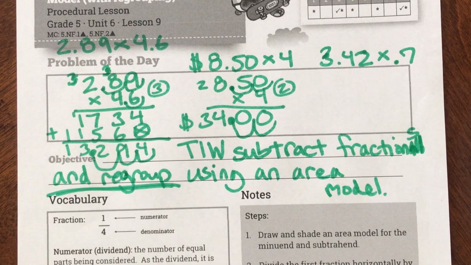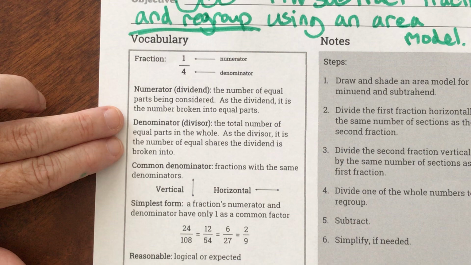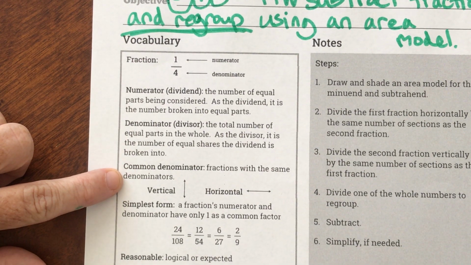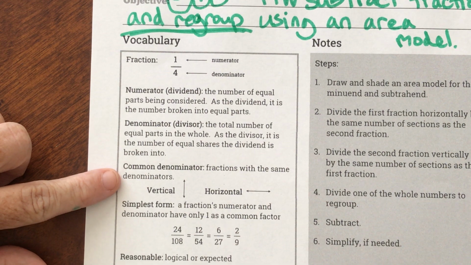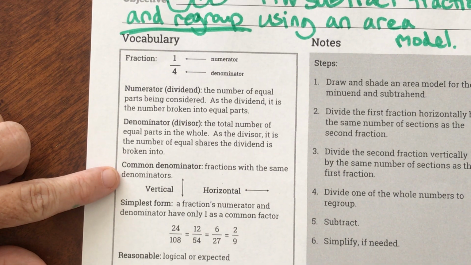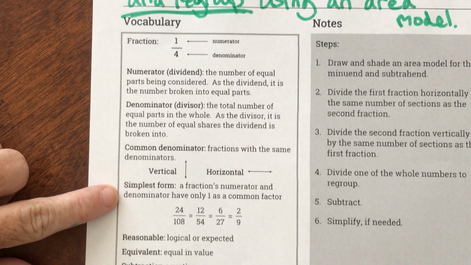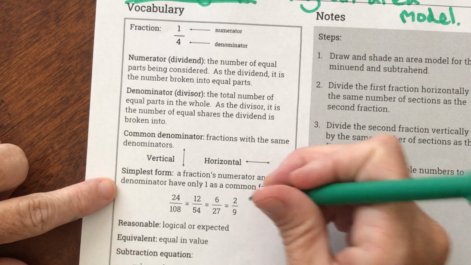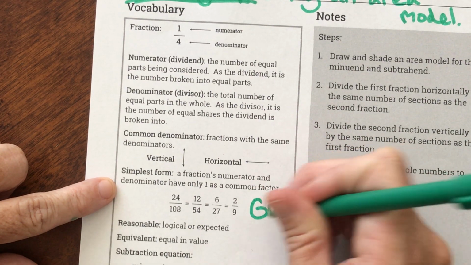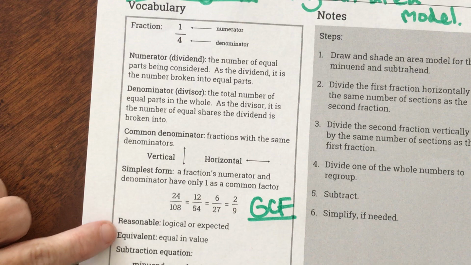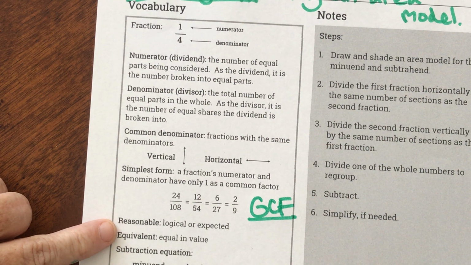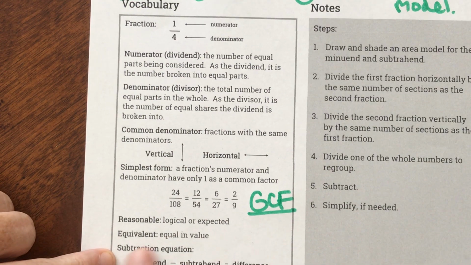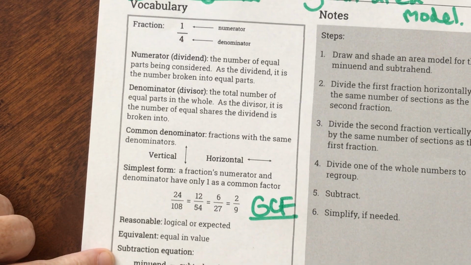So let's look at our vocabulary. They're just reminding us what a numerator and a denominator is. We're being reminded about common denominators because remember, when I add and subtract fractions, I always need common denominators. They're reminding us about simplest form, that how we've been doing simplest form is we've been dividing by the GCF. And then reasonable is a reasonable answer. Equivalent means equal in value. And then they're reminding us of some subtraction vocabulary.